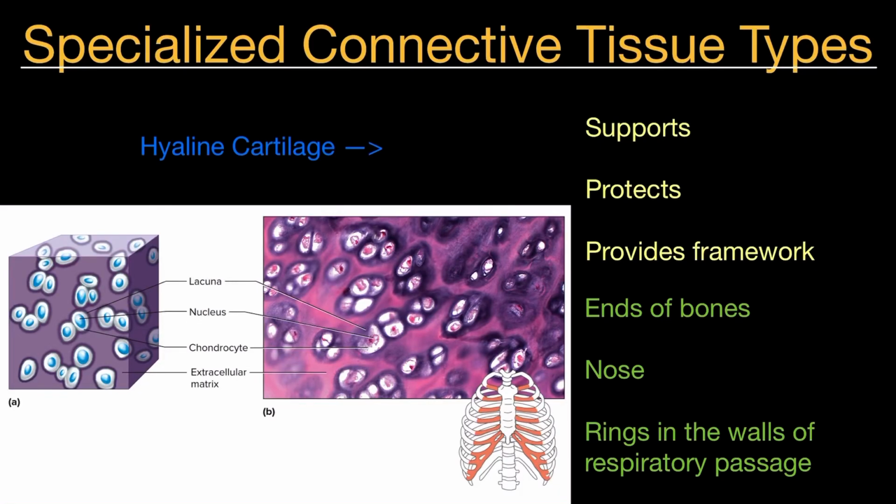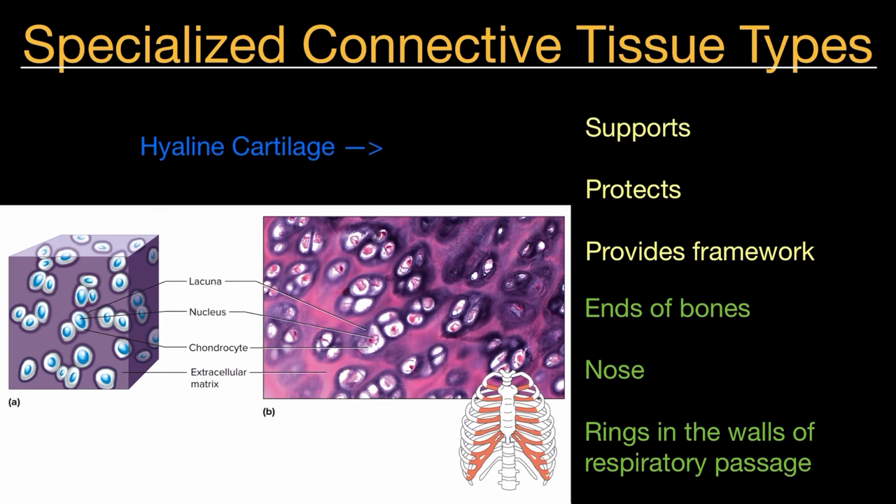In this video, we're going to talk about specialized connective tissue types. So let's start with hyaline cartilage. The general functions of hyaline cartilage are supporting, protecting, and providing a framework. They exist at the ends of bones, so they make up parts of joints, the nose, and the rings of the walls of respiratory passages.